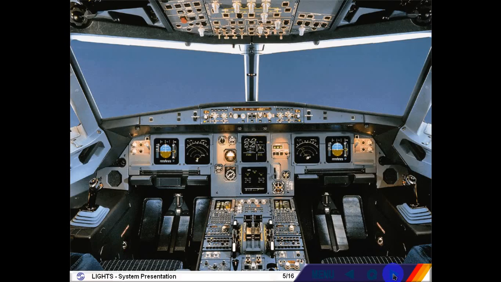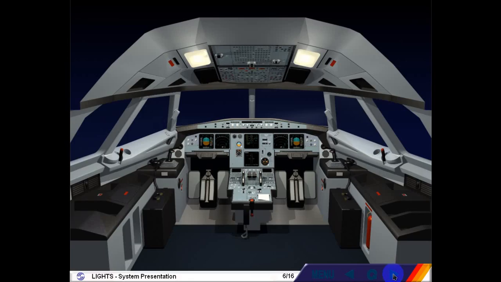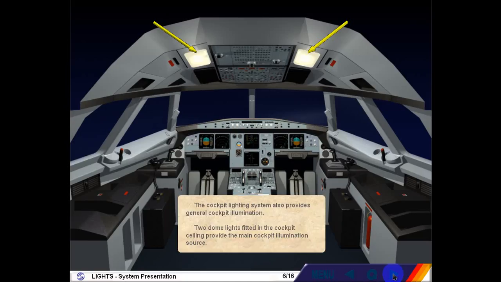The panel and instrument lighting controls are located on 3 different panels and underneath the glare shield. The cockpit lighting system also provides general cockpit illumination. 2 dome lights fitted in the cockpit ceiling provide the main cockpit illumination source.